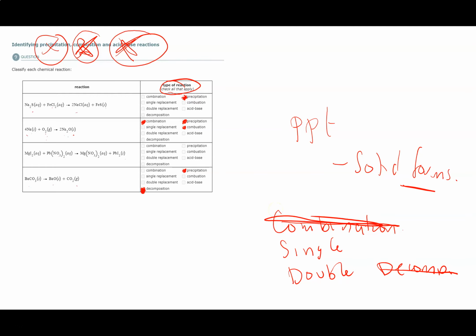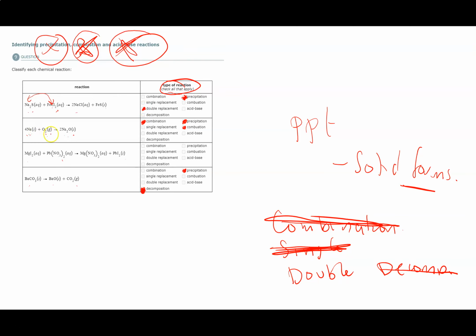Single replacement is where we have an element reacting with a compound to form a new element and new compound. So 2 compounds, it's not single replacement. Element plus an element, not single replacement. Single compound, not single replacement. So none of them are single replacement. Double replacement is where we have 2 compounds that exchange partners. So it looks like that's what happened here. The sodium and the iron switched places. So that is a double replacement.